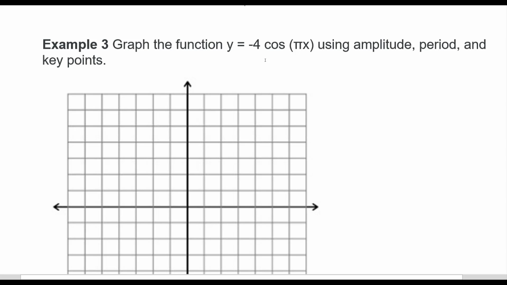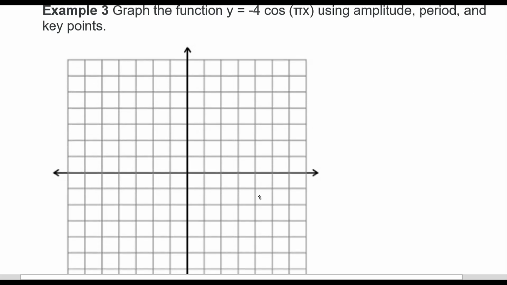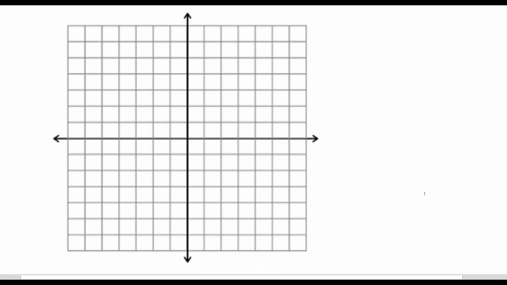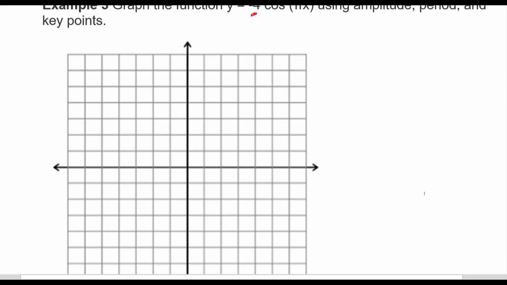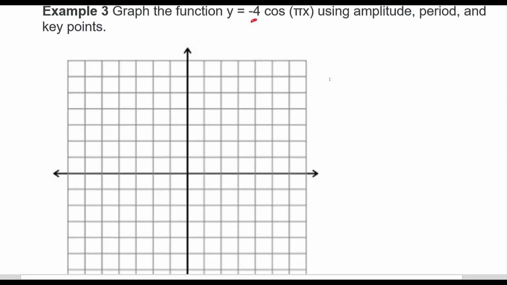So graph the function y equals -4 cosine pi x using amplitude, period, and key points. And I chose this graph. I was searching online for a graph. This is the one I came up with. The fact that it's -4 means it's going to start low. But it's not shifted, so that's fine.